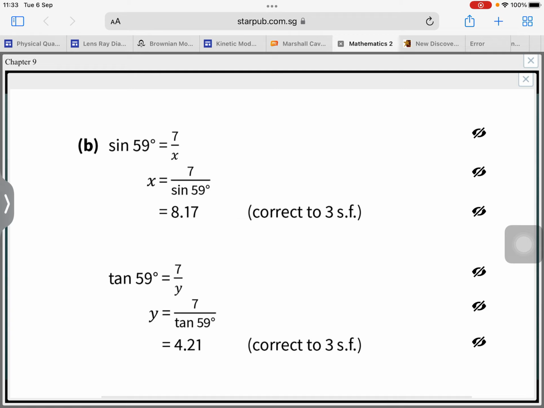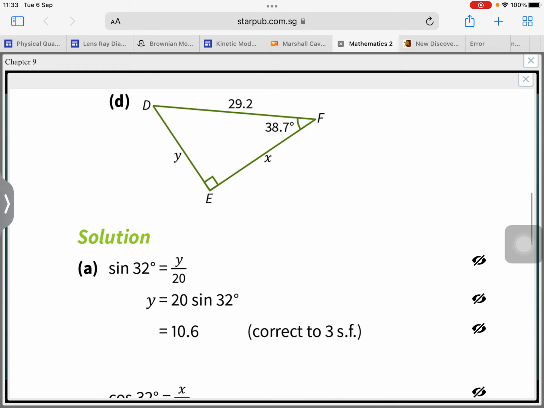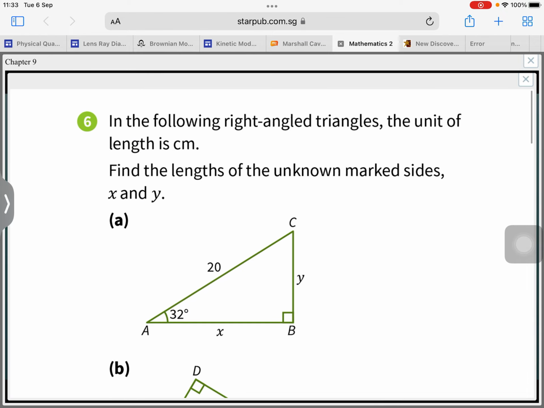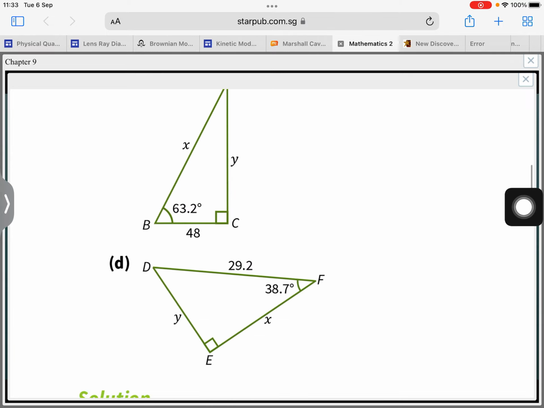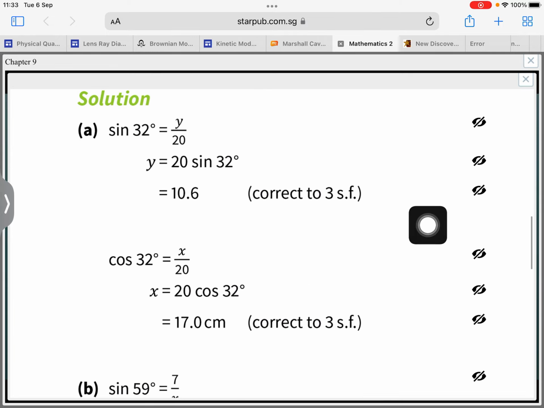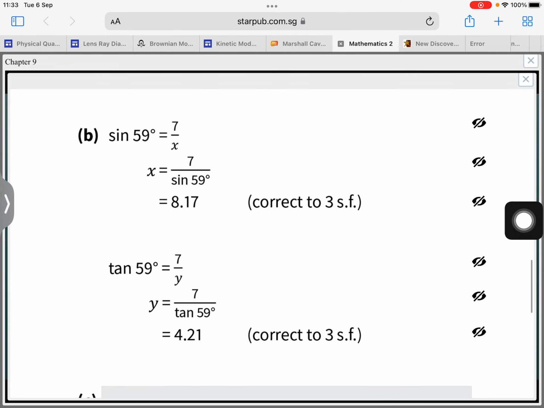Okay, I think one thing that's missing over here is the units, correct? Over here they say that the units of length are all in cm. So actually you should write cm. Like here is 10.6 cm, here is 8.17 cm, here is 4.21 cm.